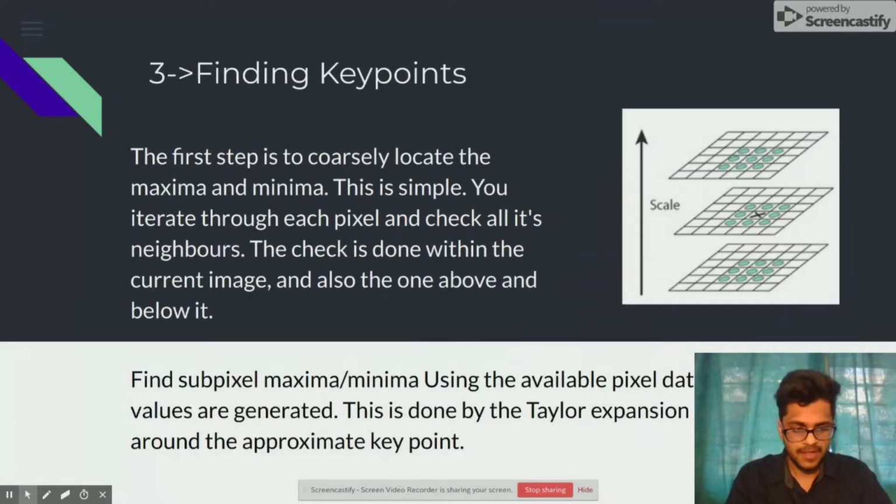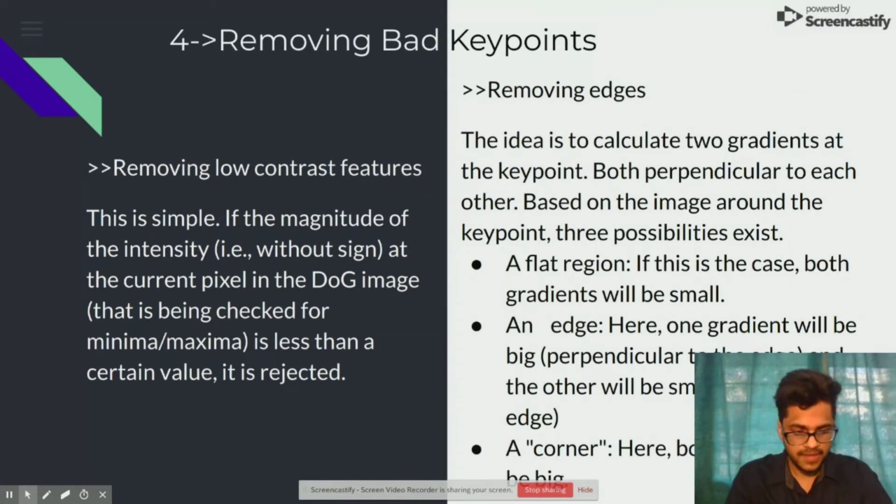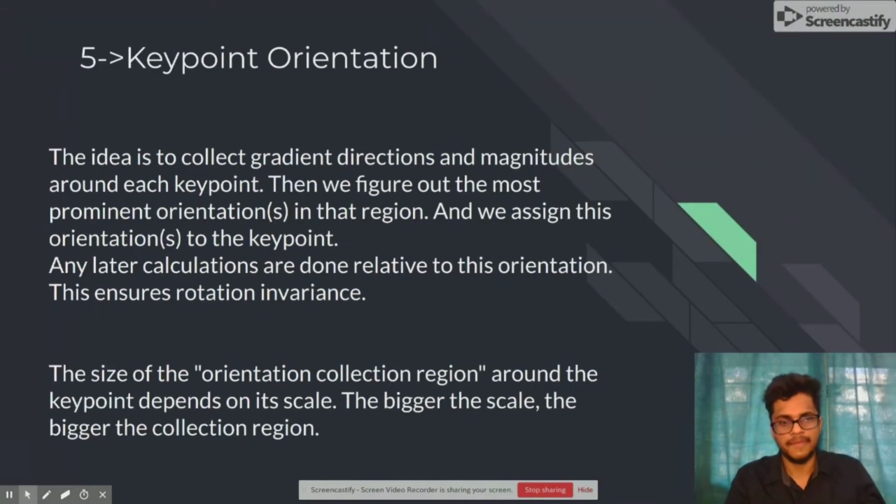Finding key points. Once we have evaluated the DOG, we can easily find key points. For this purpose, we construct a 3x3 cube, and if the middle pixel is maximal or minimal, we take it as a key point. After this, using Taylor's approximation, we can find the subpixel maxima or minima. Removing bad key points. The above process gives us many unwanted key points. So to remove bad key points, we check for edges and low contrast points and remove them by applying filters to the output of the above step.